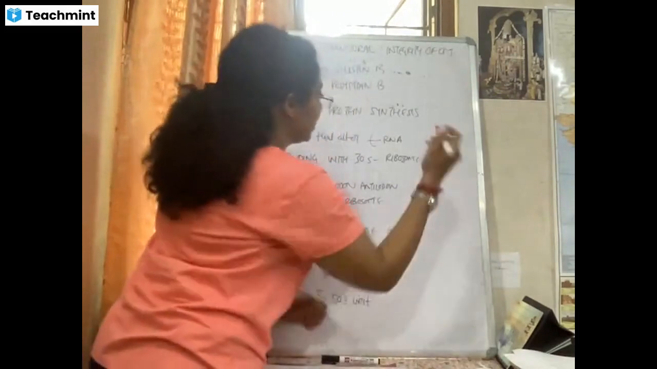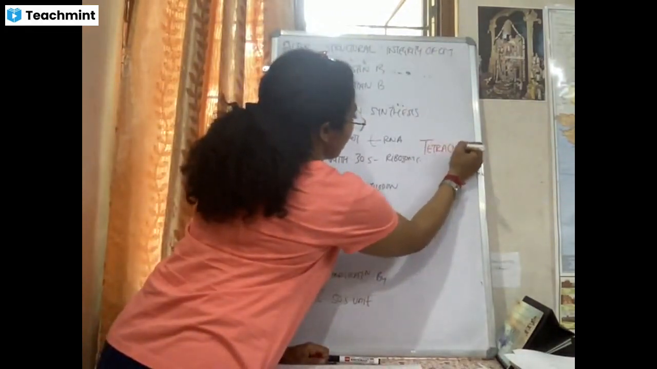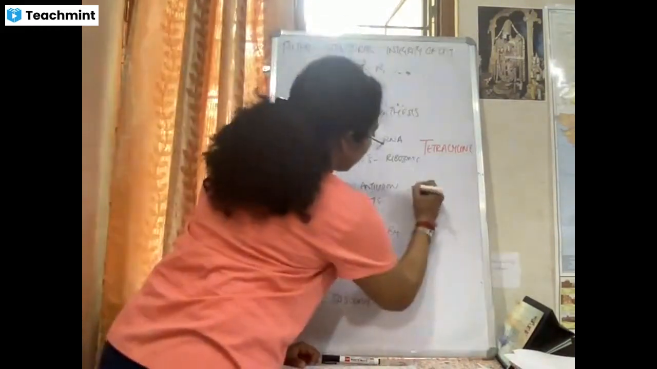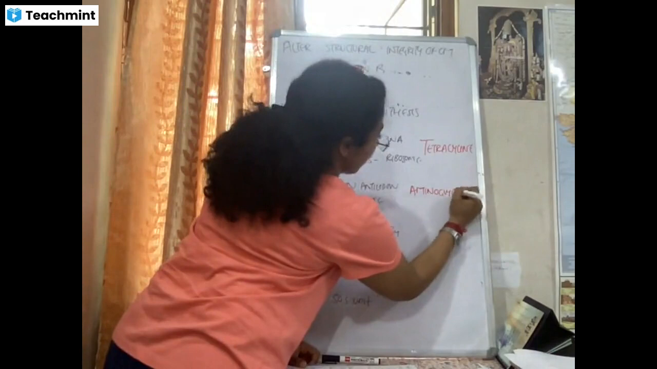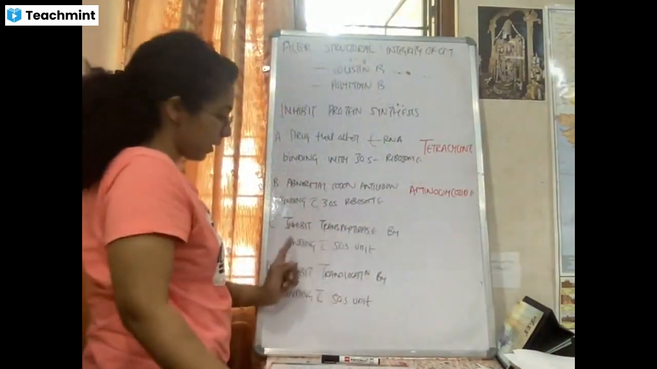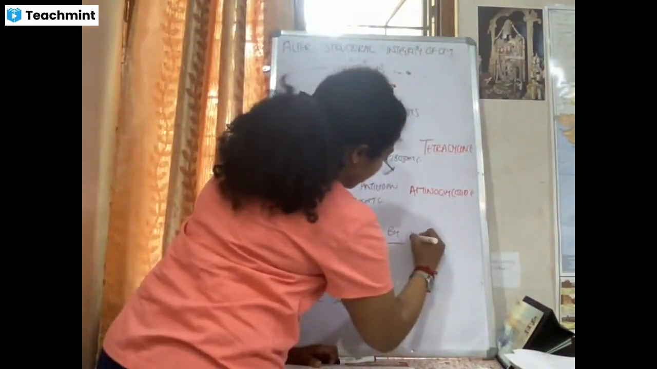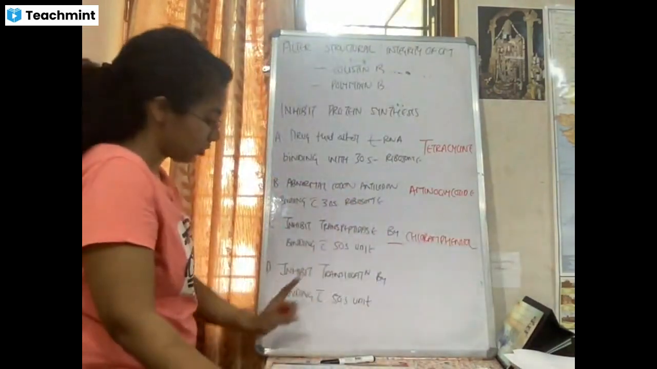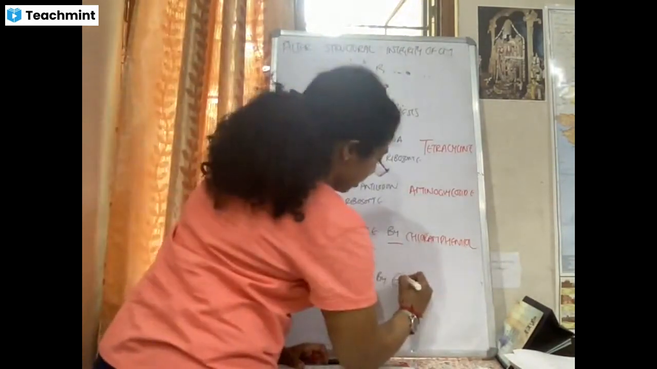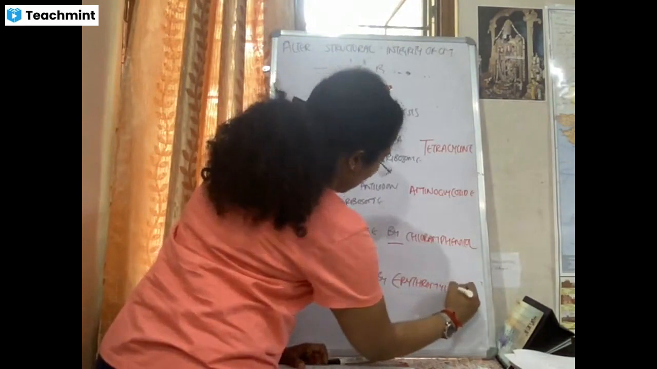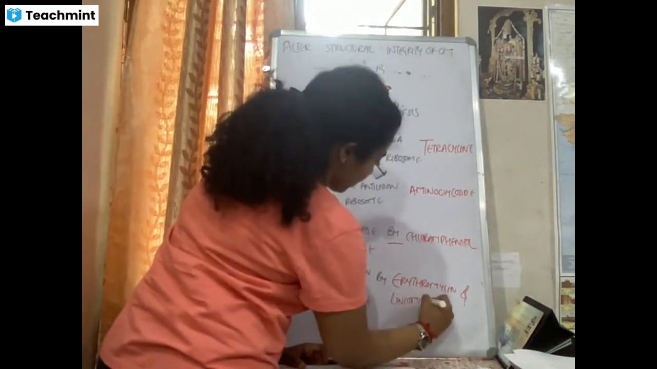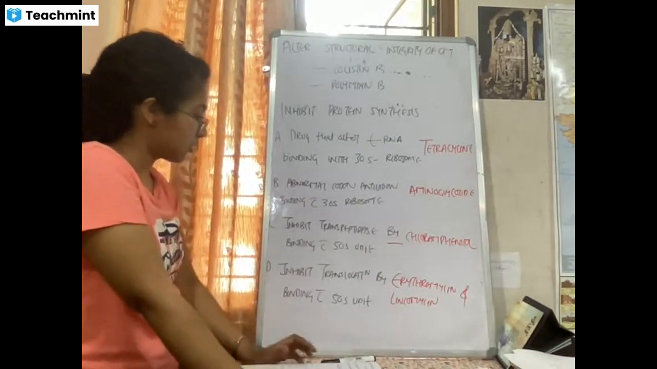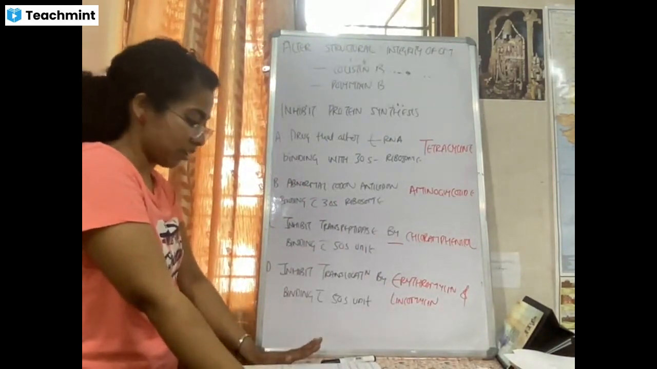The drug that alters tRNA binding with the 30S ribosome is very important: tetracycline. Then abnormal codon-anticodon binding with the 30S ribosome is done by the aminoglycosides. Then inhibit transpeptidase by binding with the 50S subunit, that is chloramphenicol. Then inhibit translocation by binding with the 50S subunit, that is erythromycin and lincomycin. This is inhibiting the protein synthesis.